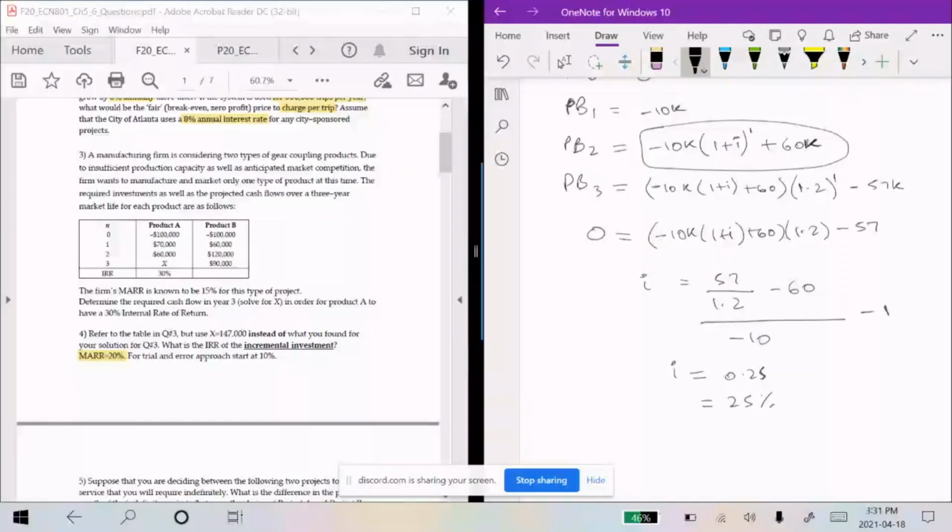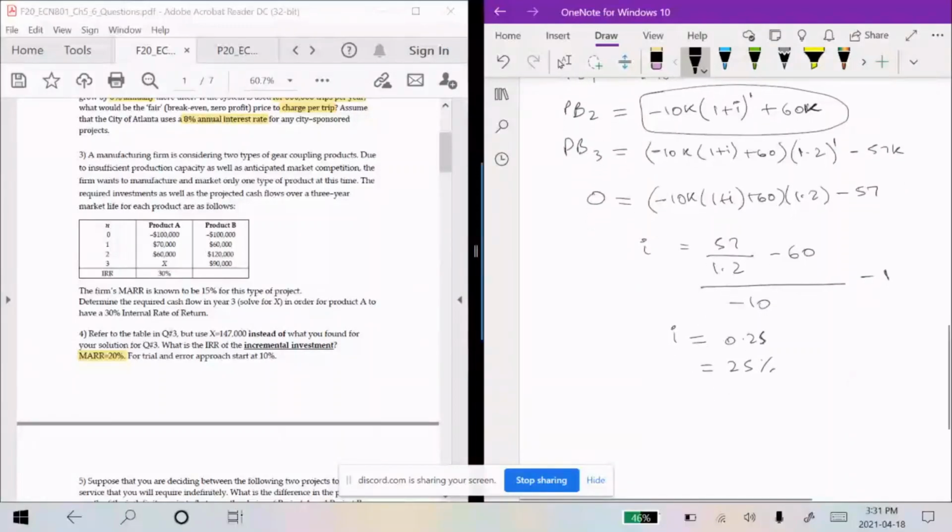So what this means, and how we use this, is that if the incremental IRR is greater than the MAR, choose the second project.